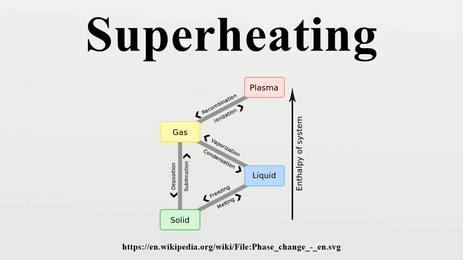In physics, superheating is the phenomenon in which a liquid is heated to a temperature higher than its boiling point, without boiling. Superheating is achieved by heating a homogeneous substance in a clean container, free of nucleation sites, while taking care not to disturb the liquid.